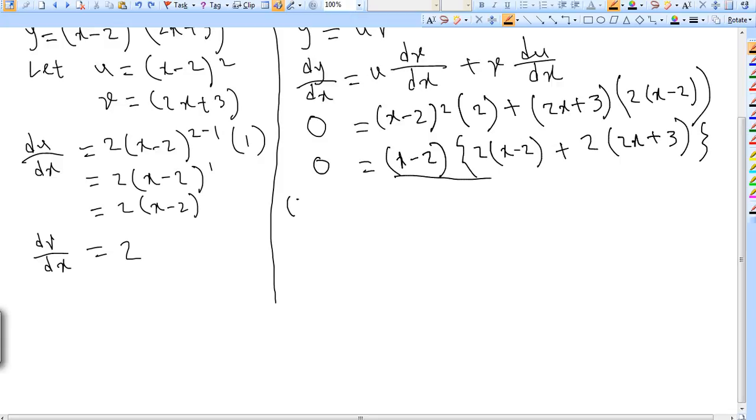Now let us bring this side over here. Okay, so x minus 2, if we multiply this with this, then we will get something like 2x minus 2 plus, sorry, this would be 4.